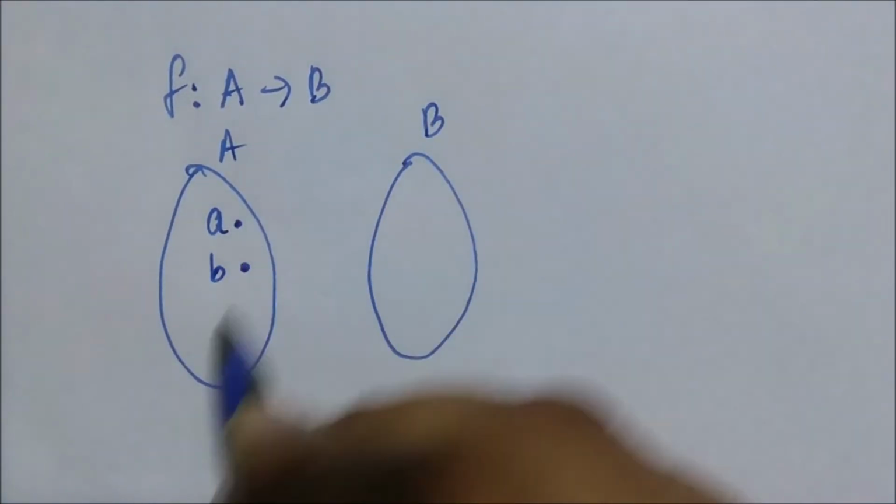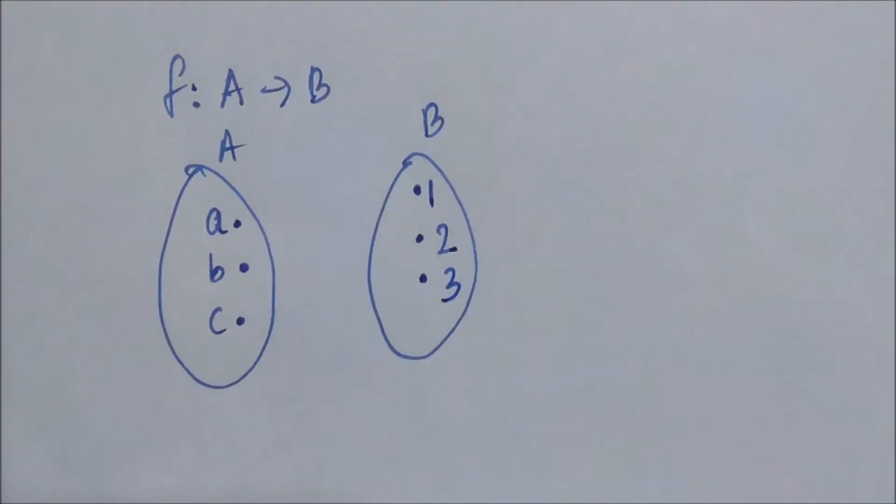Okay, let's consider another example of a function defined from set A to set B. Set A has elements A, B, C and D.